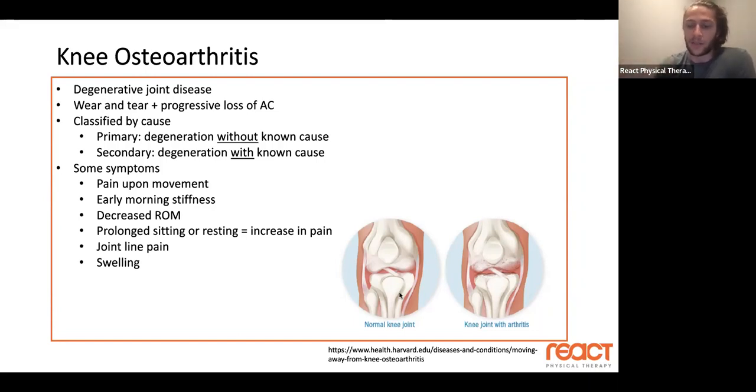And the reasoning why is because although we have that degeneration in there, we have this fluid called synovial fluid that helps bring nutrients into the area. How we improve this is by moving around, and it flushes waste out of the synovial fluid and brings in more nutrients, just regular motion. And so that will help alleviate some of that irritation.